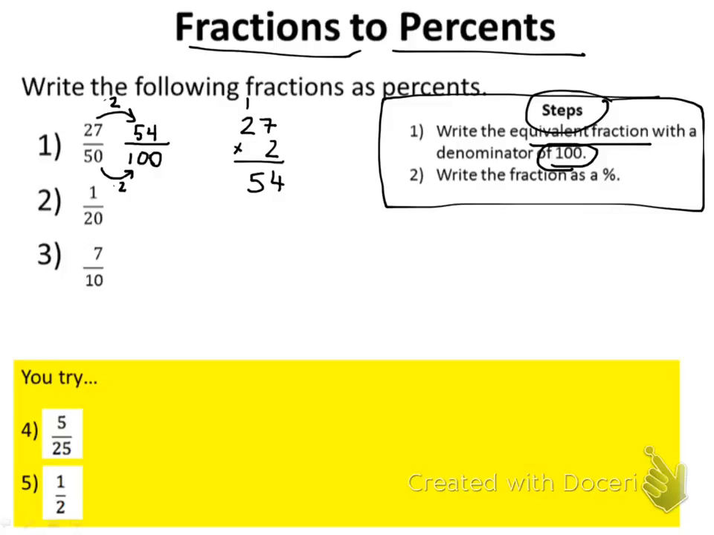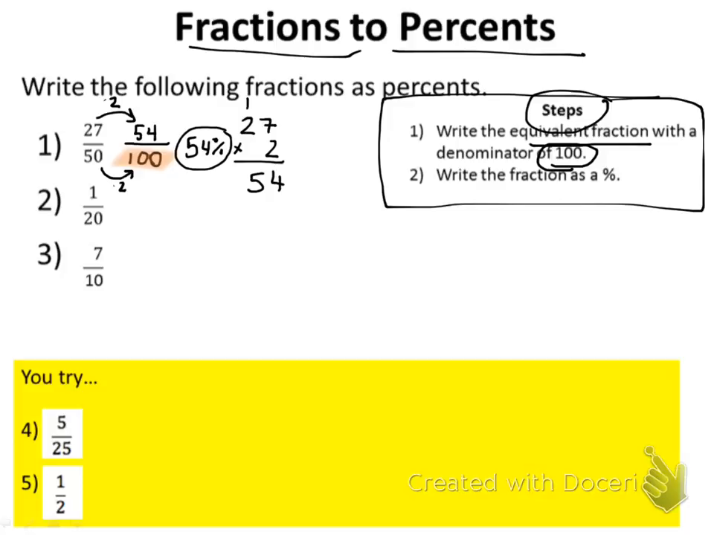Now, to write this as a percent, because I have it out of 100, it makes it really easy for me to do. Percentages are anything out of 100. So 54 out of 100 as a percent would be 54%. And that's my answer for the first one.